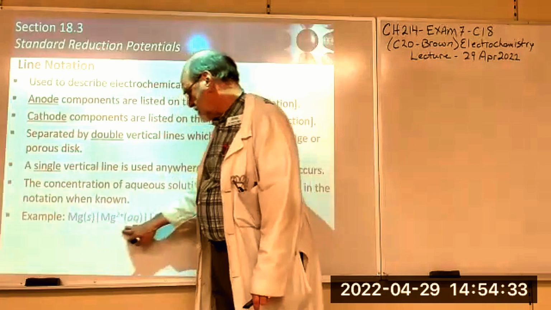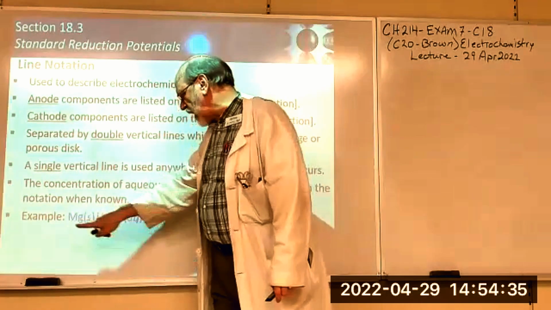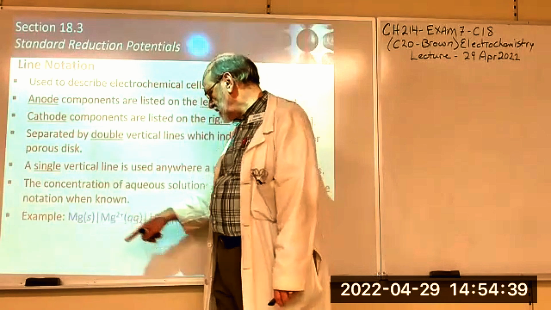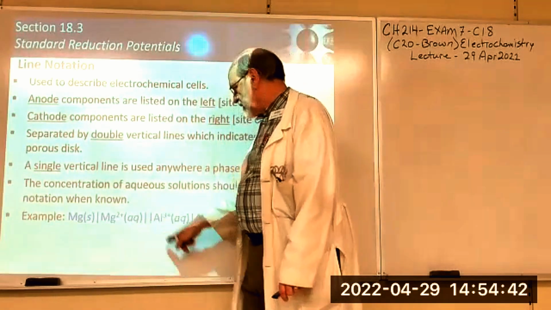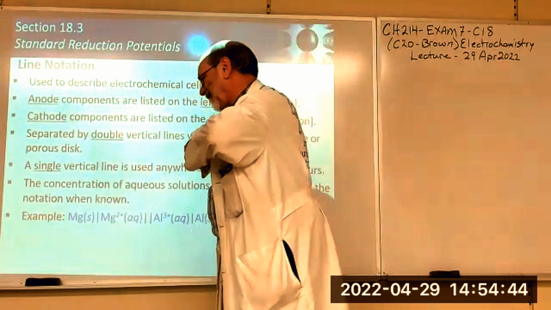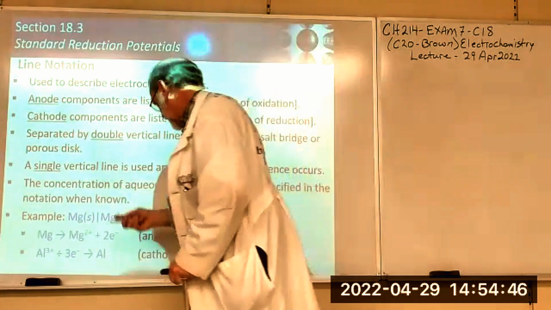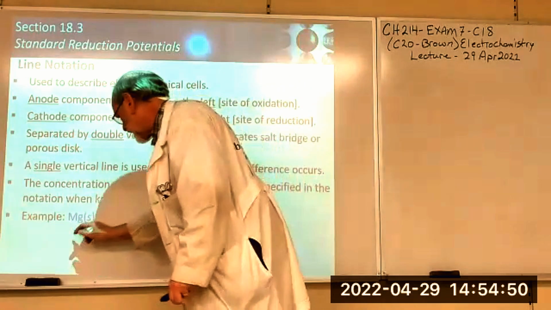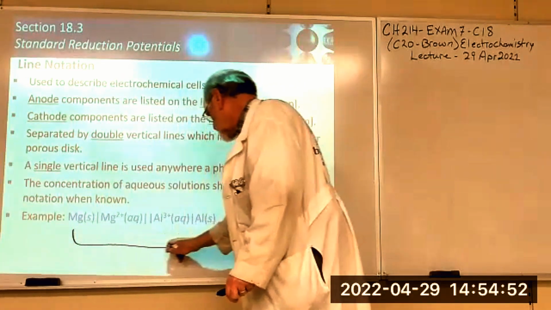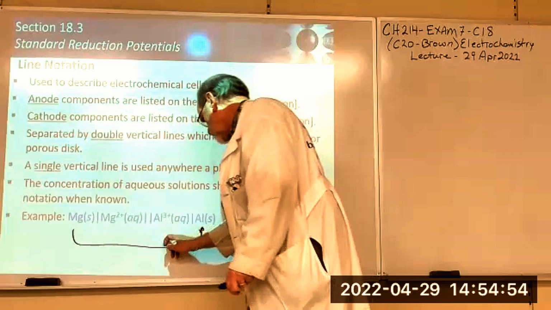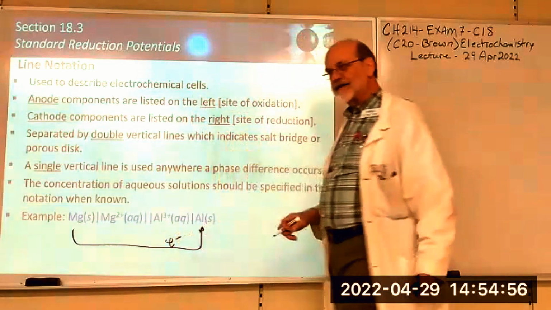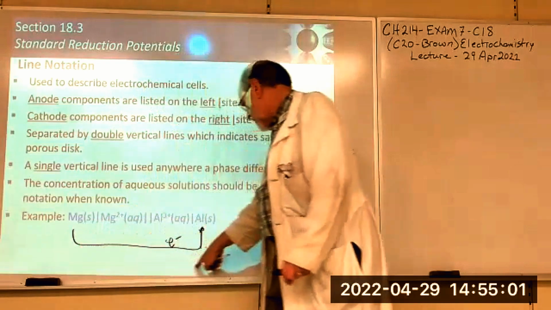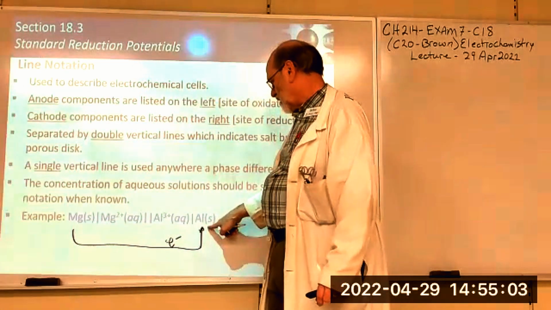This is the anode, right? Magnesium is oxidized to magnesium 2+, gives up electrons, and it delivers them through an external circuit here, like that. So when this happens, those electrons go out here to the cathode.